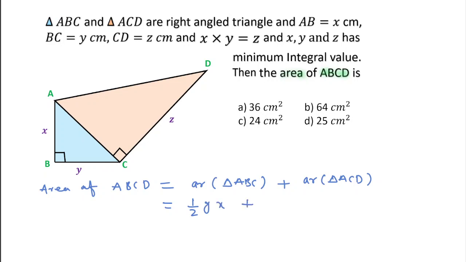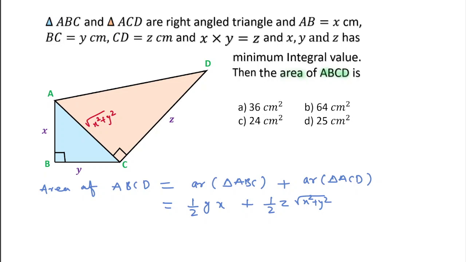Okay, plus for this ACD right angle triangle we can also write area of triangle is 1 by 2 base is z and height is AC, but AC we don't know. But from triangle ABC we can find this AC as x square plus y square. Why am I saying this? Because using the Pythagoras theorem we can write hypotenuse equal to square root of x square plus y square. Okay, so in place of AC we can write under root x square plus y square.